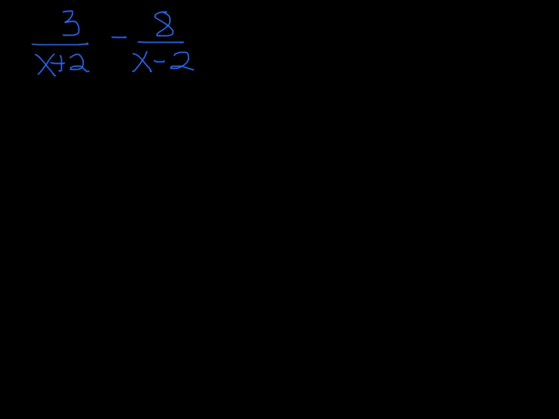Okay, now we have 3 over x plus 2, and then minus 8 over x minus 2. So these denominators are different. And because they are adding and subtracting, you have to keep them as a whole group. And that means I have this whole group, and I have this whole group. So those are completely different numbers. Whatever you had for x, if you plugged it in, you'd have two completely different numbers.